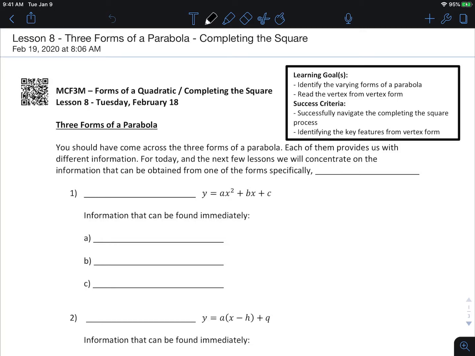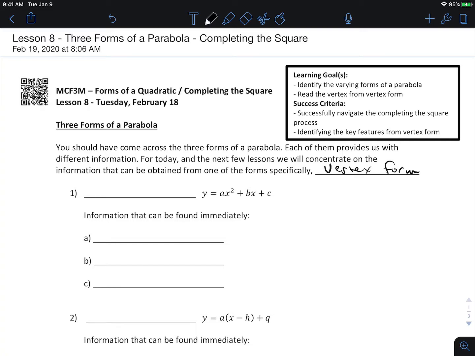You should have come across the 3 forms of a parabola. Each of them provides us with different information. For today and the next few lessons, we will concentrate on the information that can be obtained from one of the forms specifically. That's vertex form. So the next little bit, we're going to concentrate on answering questions about the vertex, and how we can translate the vertex into a word problem context.